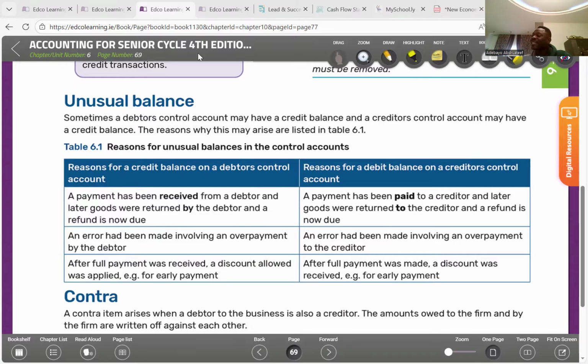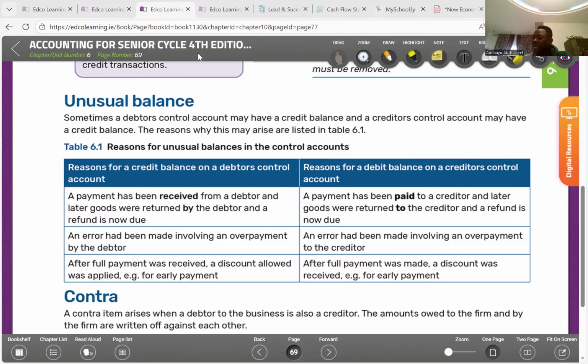Reasons for debit balance on the creditor's control account. What are the reasons why we could have the same situation with our credit supplier? Number one, a payment has been paid to a creditor and later goods were returned to the creditor. You made the payment for the goods you bought from your creditors, but you are returning those goods after making full payment. That means your creditor is owing you. So it's going to have a debit balance. An error has been made involving an overpayment to your creditor. You overpaid your invoice. You are owing your creditor 5,000. You paid 5,500. So your creditor is owing you.